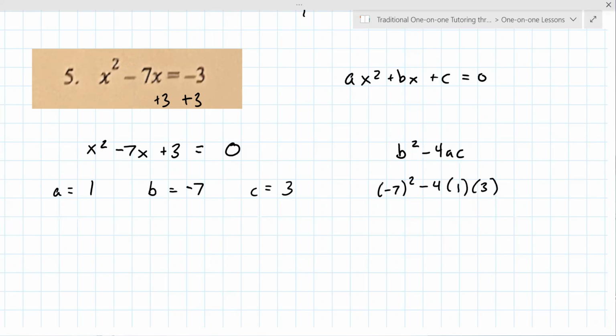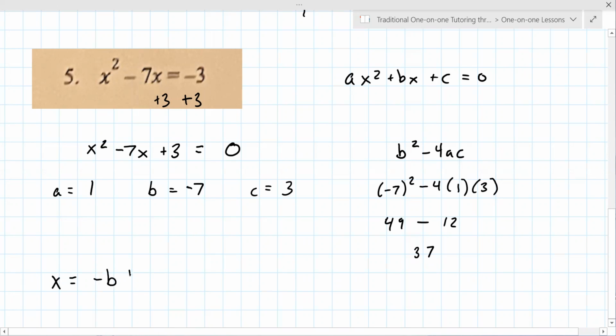Okay, there we go. Put it down. So what is -7 squared? 49. 49 minus what is 4 times 3? 12. And what is 49 minus 12? 37. Good.